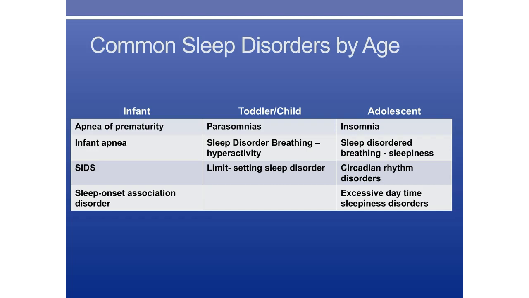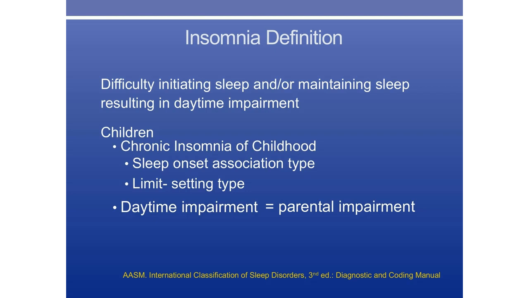So I'll start talking about the first common disorder, one of the commonest sleep disorders in children and in adults, but of different types. Insomnia means difficulty falling asleep and difficulty staying asleep, and may manifest with bedtime refusal, crying during the night, or coming to the parents' bedroom. It's important to know that the duration should be at least 3 months, and that it leads to daytime impairment. In children, by the newest classification, the third edition of the International Classification of Sleep Disorders, chronic insomnia of childhood has subtypes like sleep onset association type and limit setting type.